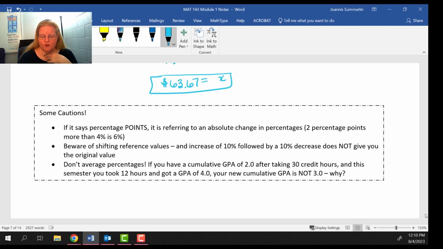If it says percentage points, it's referring to an absolute change in percentages. 2 percentage points more than 4% is 6%. Beware of shifting reference values. An increase of 10% followed by a 10% decrease does not give you the original value. This is a question that happens a lot. Don't average percentages. If you have a cumulative GPA of 2.0 after taking 30 credit hours, this semester you took 12 credit hours and got a GPA of 4.0, your cumulative GPA is not 3.0.